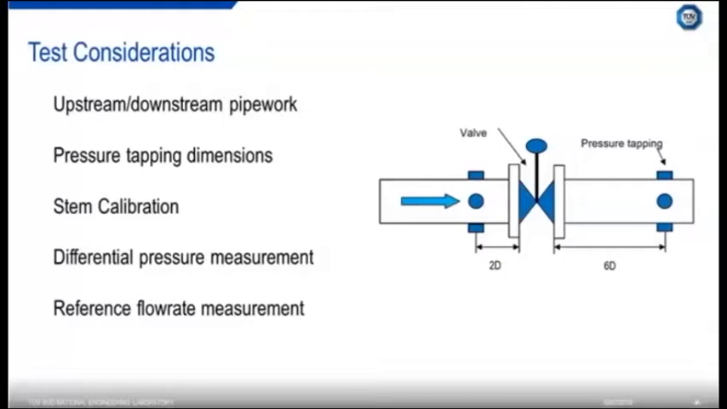So for any of our water facilities, we've got reference weigh bridges that we can use, or we've got reference turbine meters that have a fairly low uncertainty. So these are some of the things you basically need if you're going to set up a valve flow test.